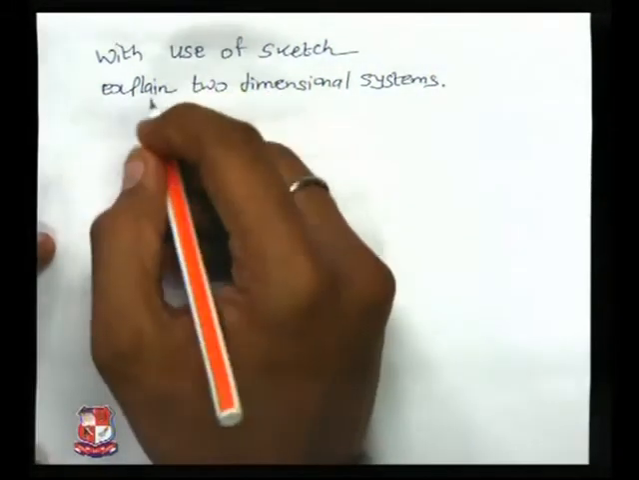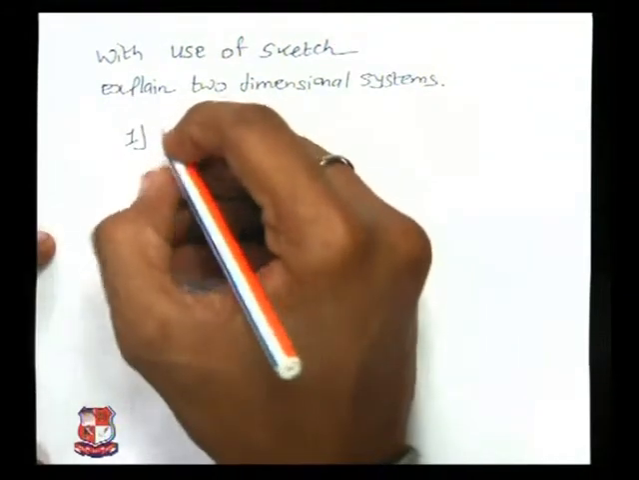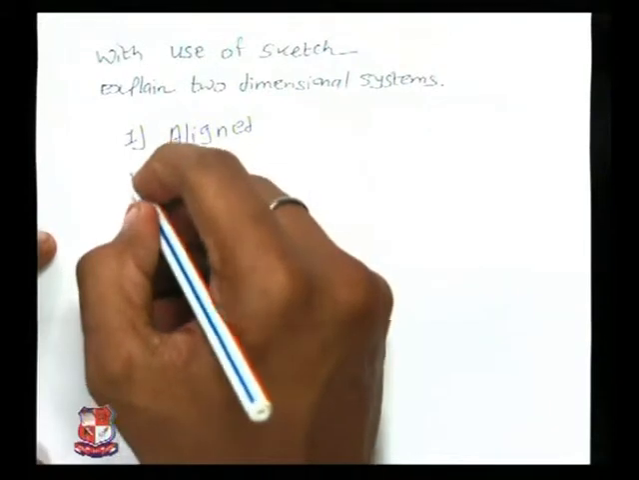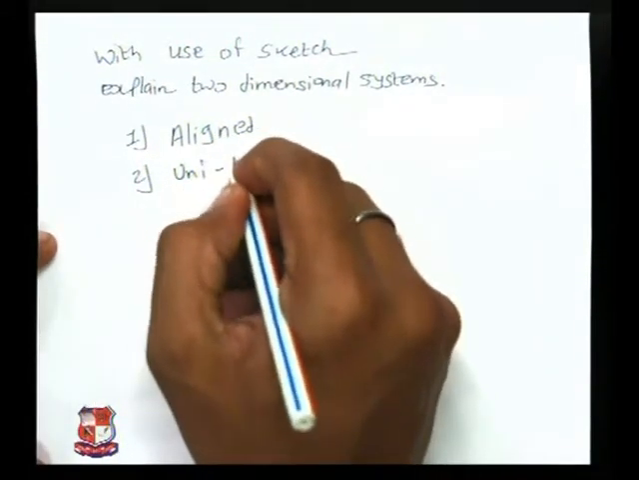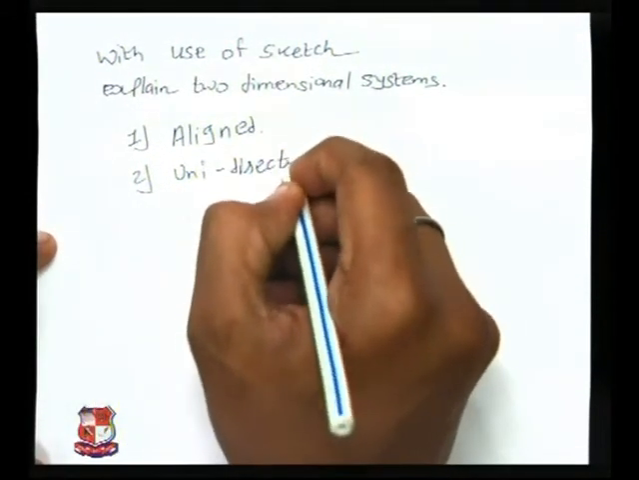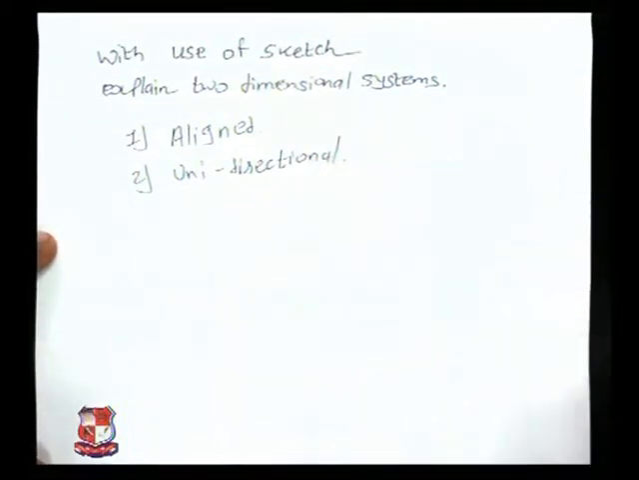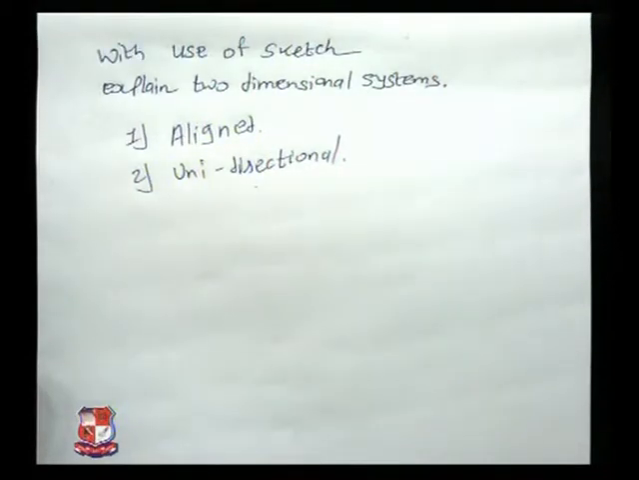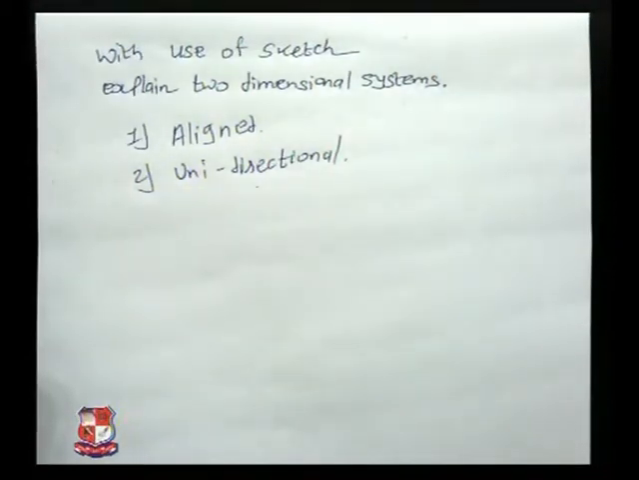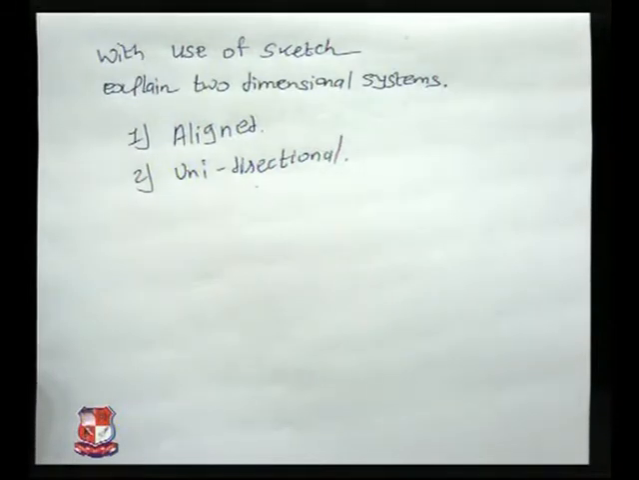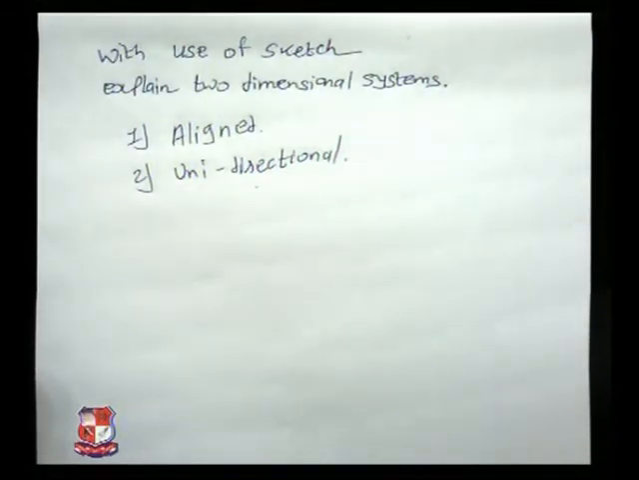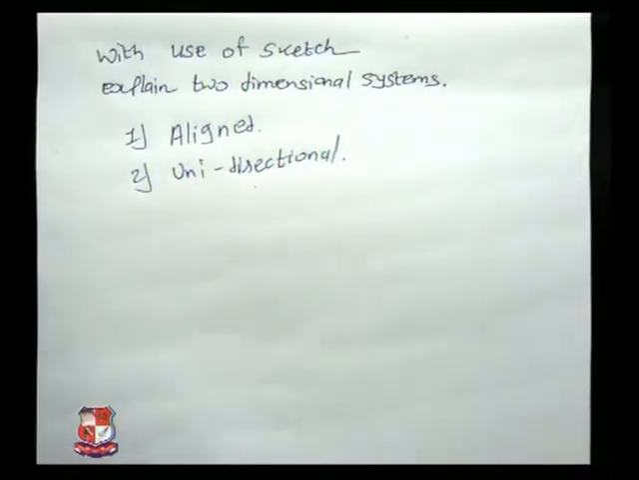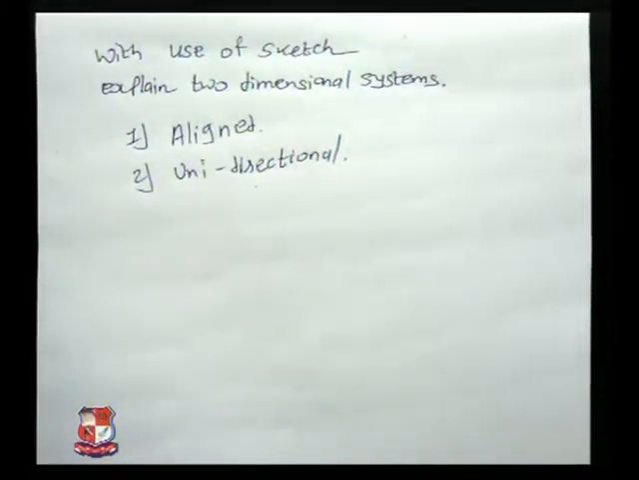There are basically two dimensional systems. First is aligned and another is unidirectional. Now we need to compare these two dimensional systems using the sketch, and we need to show what are the clear visible differences between the two dimensional systems. Let's have a look at the reference sketch.